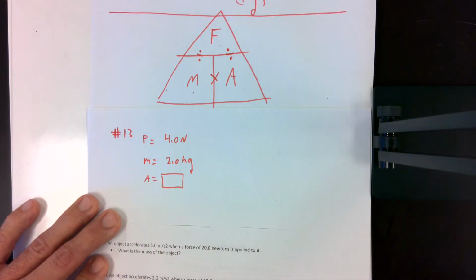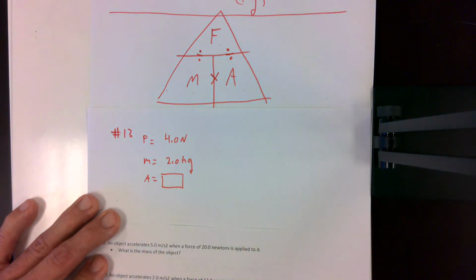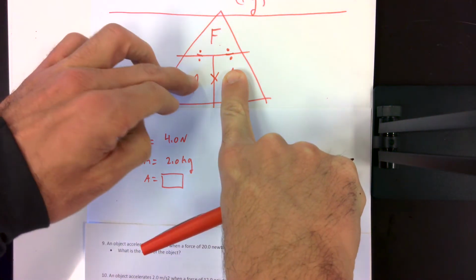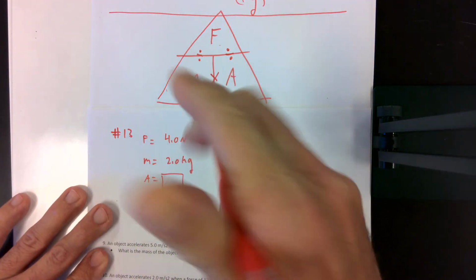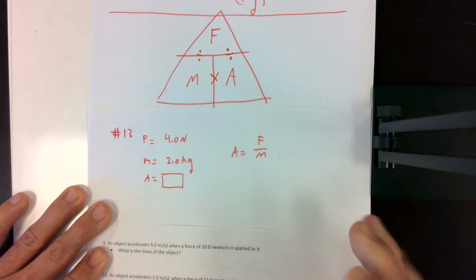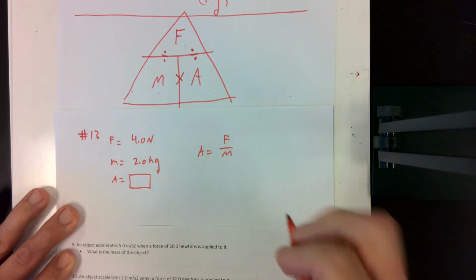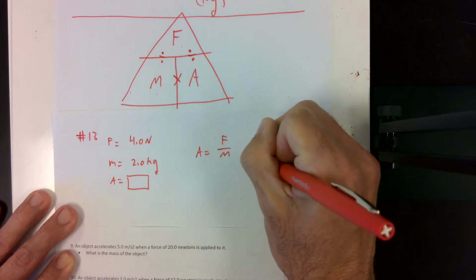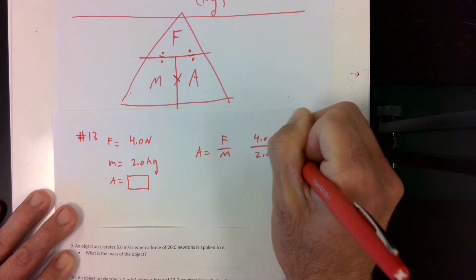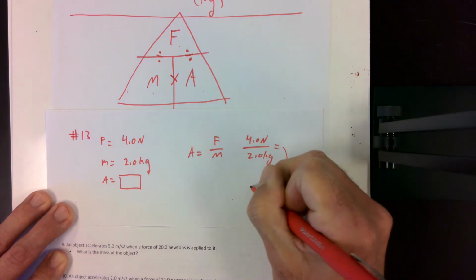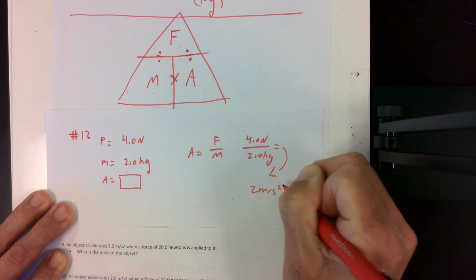So if you get confused on how to set up the equation, you cover the letter A. And I know I have force divided by mass. So I say, okay, well, acceleration equals force divided by mass. And I just plug in my knowns. 4.0 newtons divided by 2.0 kilograms. So I know the answer will be 2 meters per second squared.